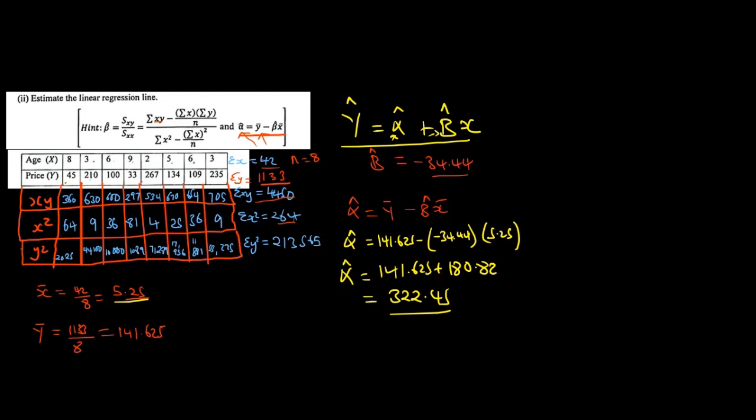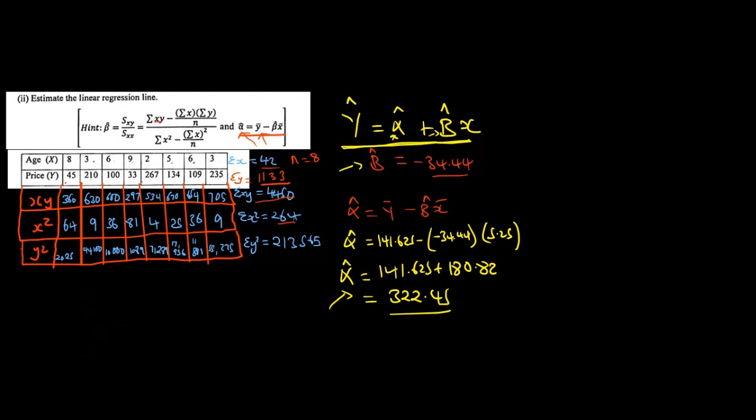Since now we have our b cap, we also have our alpha cap. It means we can find the line of linear regression. So our line of linear regression will be, let's write it down here. We are going to erase that.